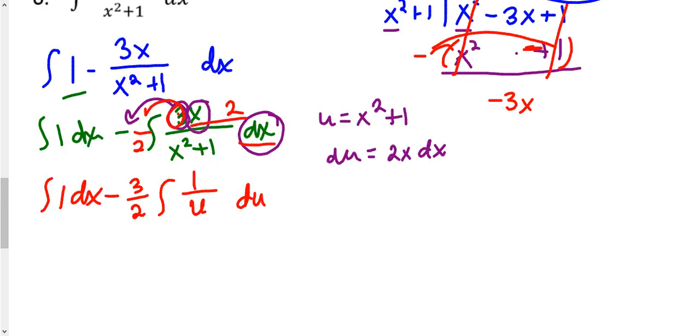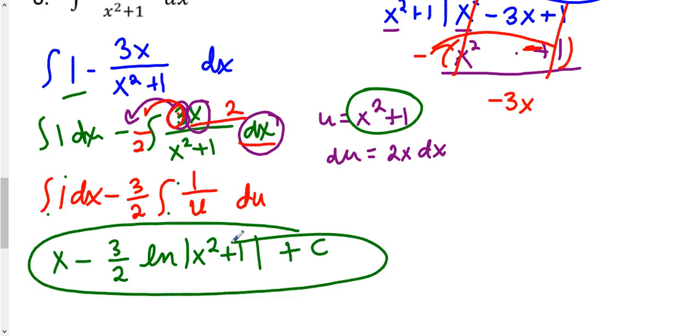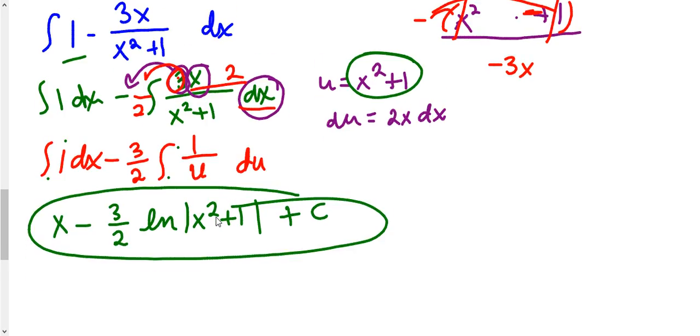And then we can integrate this. This becomes x minus 3 over 2. Integrating 1 over u becomes the ln of the absolute value of u, plus c, because there are no limits. So we need to put our x's back in, x squared plus 1. And that's our final answer.